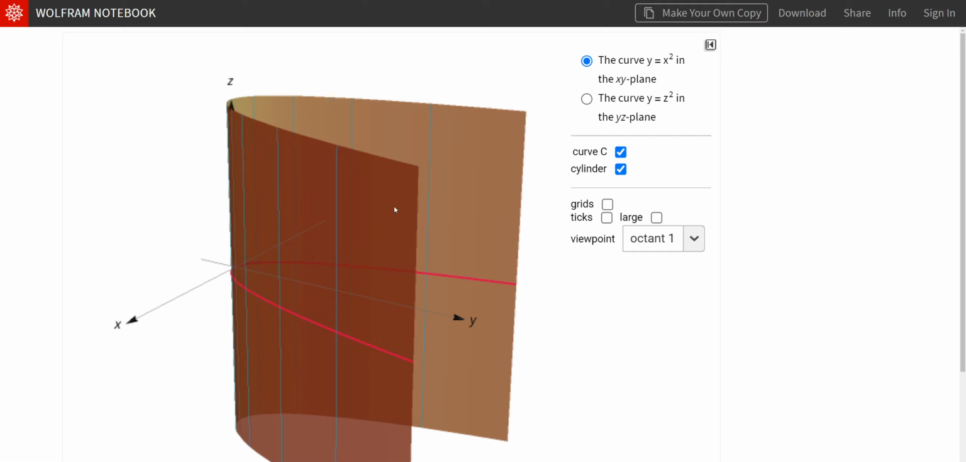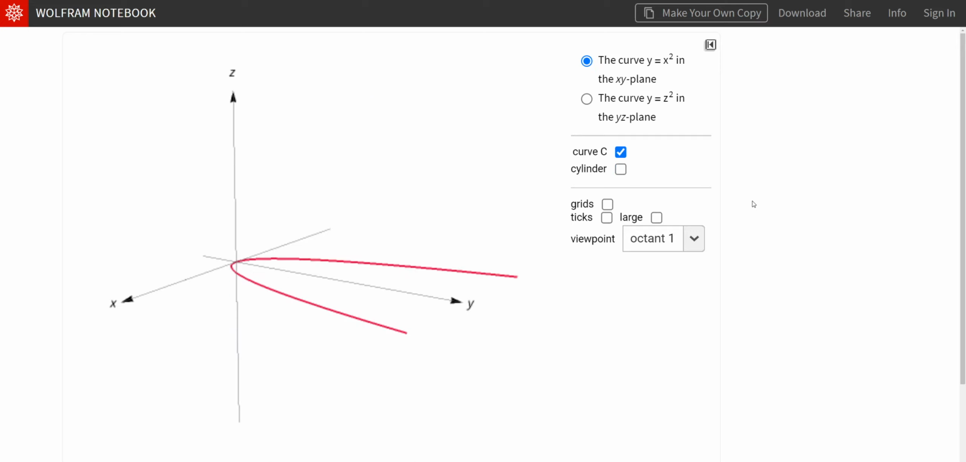So I like this interactive figure because we can also examine, like, what if I changed the equation a little bit? What about instead of y equals x squared, I picked y equals z squared? What would it look like then? Can you imagine? I'm going to turn off the cylinder. So imagine, what's the curve y equals z squared look like?